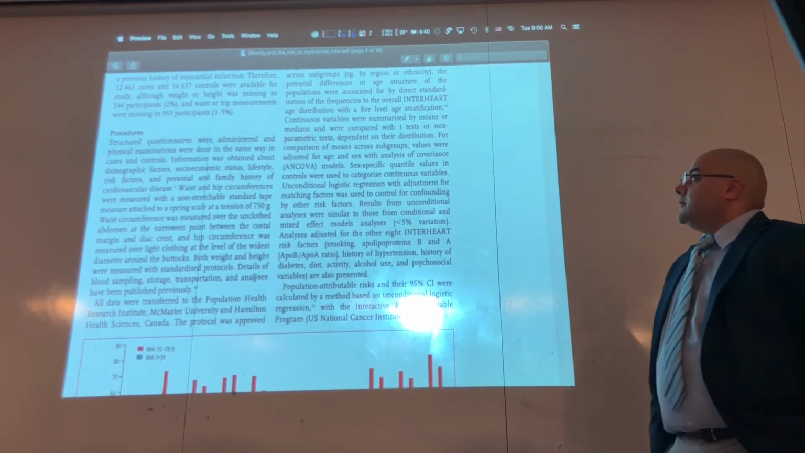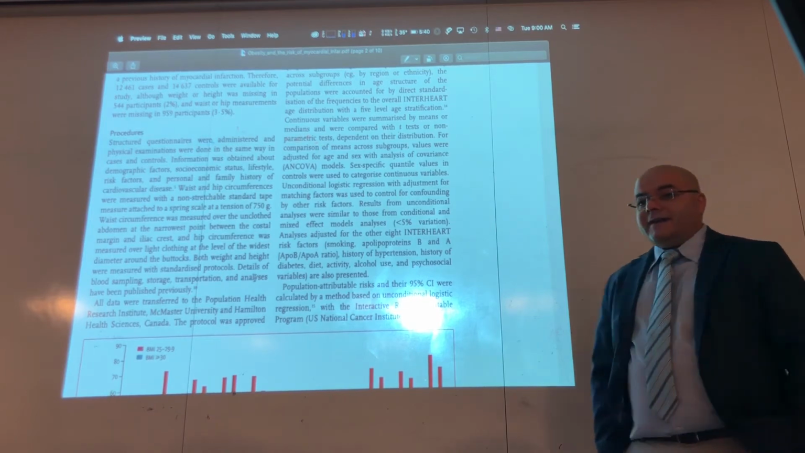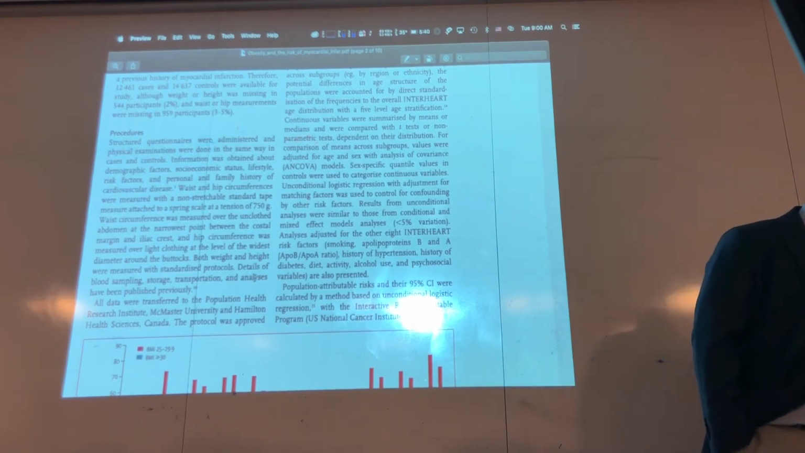ANCOVA is analysis of covariance. It's similar to the ANOVA.